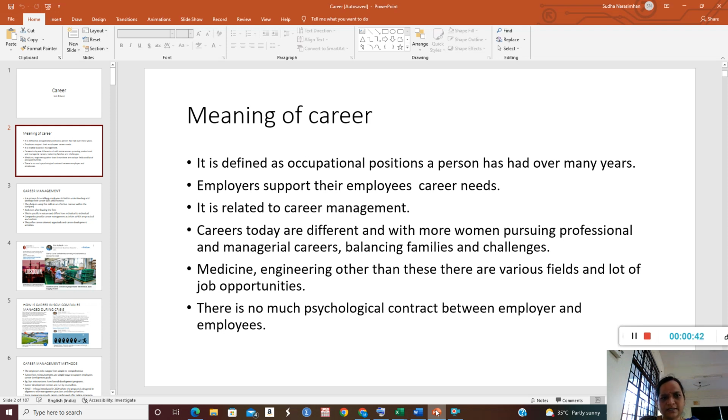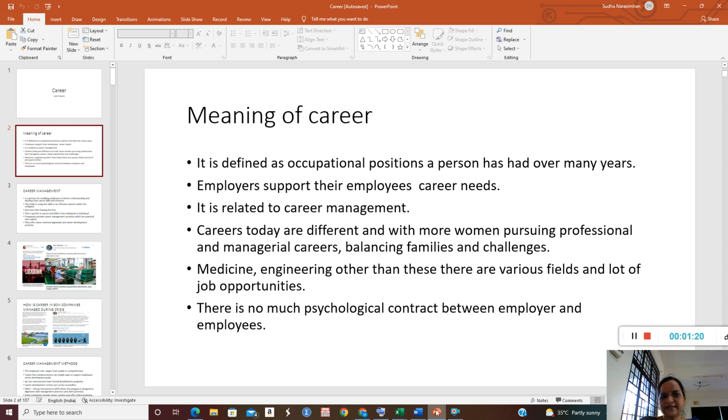So when we talk about career, what do you mean by career? It is defined as an occupational position, a person who has been doing the work in that particular industry for so many years, and employers should support the employees and their career needs, because people come to work with a lot of aspirations, and it is related to career management. Now careers today are different, with more women pursuing professional and managerial careers, balancing families and challenges.